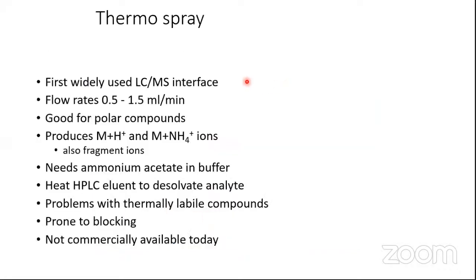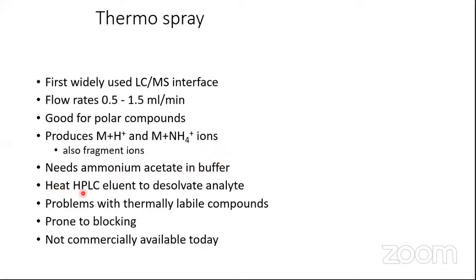I'm just going to look at one technique which is outdated. It is called the thermospray technique. It was the first widely used LCMS interface, and it was commercially available. There were LCMS systems somewhere around 1970 to 1990 which were using thermospray as the interface between LC and MS, which could ionize and combine LC to a mass analyzer. It works at the nominal flow rate which LC generally uses, and is good for semipolar compounds. It produces the M plus H ion, a protonated molecule, and maybe also the M plus NH4 ion because ammonium acetate is used as a buffer.